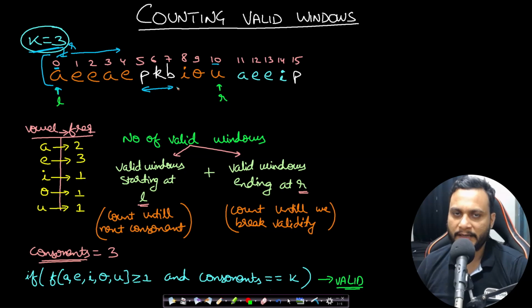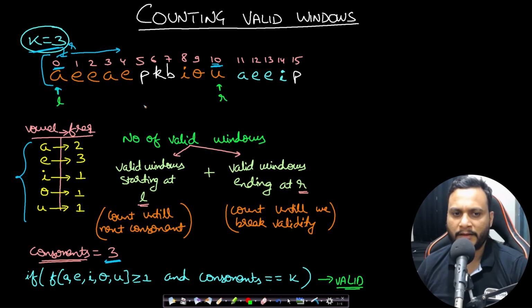I will show you in the dry run how to do that, but let's say that this is just a valid window that I have created from 0 to 10. Okay, this is valid. You can check it out. I have already counted the frequency of each of the characters, which is 2, 3, 1, 1, 1, and you can look at the consonant counts as well.